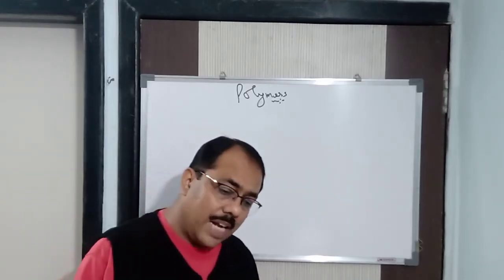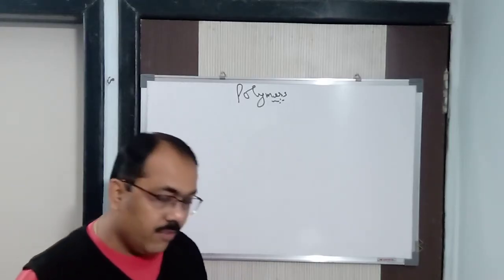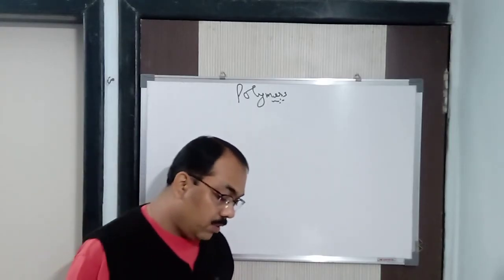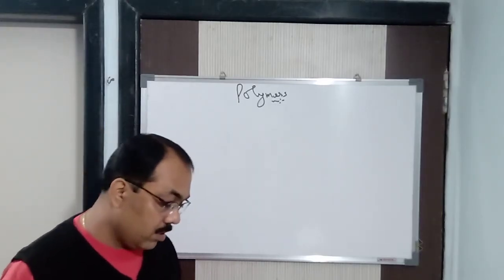Semi-synthetic means naturally as well as artificially, both are involved in it. Got it? That's said to be semi-synthetic. We will come to it later on. Now, natural polymers, the polymers which occur in nature are called natural polymers. Very simple it is. Got it?